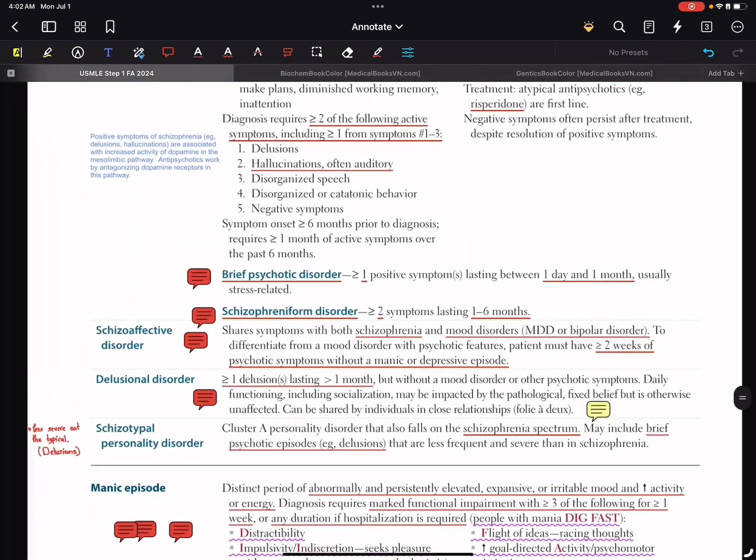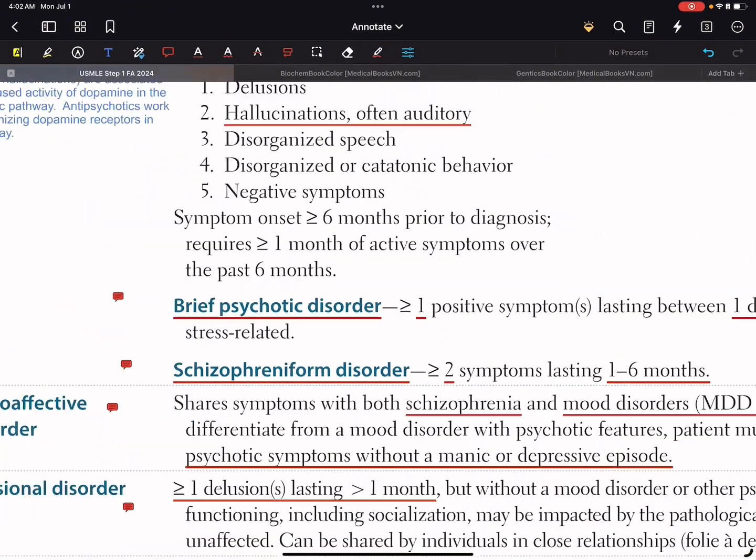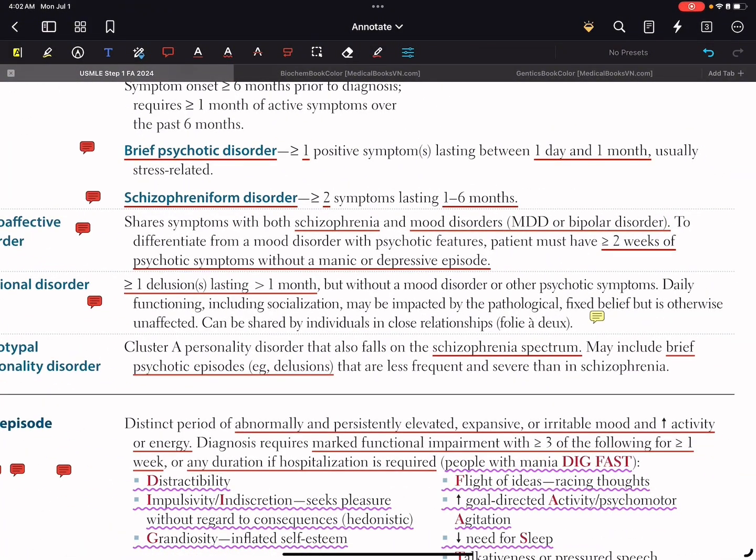Schizophrenia is more than 6 months prior to diagnosis, requiring more than 1 month of active symptoms over the past 6 months. Schizoaffective disorder: she has symptoms of both schizophrenia and mood disorders, major depressive disorder or bipolar disorder, so differentiate from mood disorders. Psychotic features: the patient must have more than 2 weeks of psychotic symptoms without a manic or depressive episode.